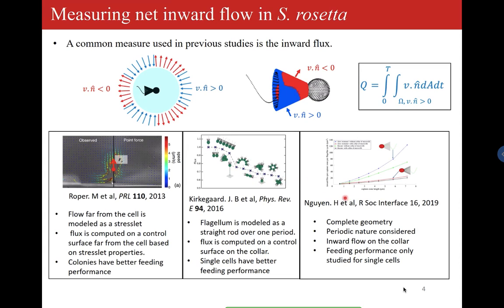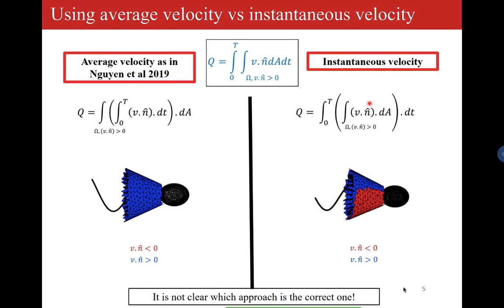In a more recent work by Nguyen et al., they have the hydrodynamic effects of the filtering surface and they have the actual geometry of the flagellum throughout the period. And they compute the instantaneous velocities on the surface at all times, using that to get the average velocities and find the part of the flow that goes inside on the filtering surface. However, since they have the instantaneous velocities, it raises the question of how to interpret this integral.